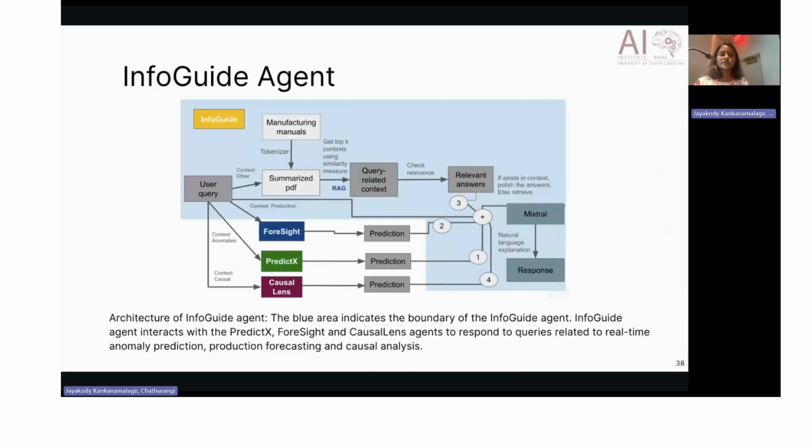And then when a user asks a question, if it needs to get the information from this summarized PDF database, then we use the retrieval augmented generation approach, and then we follow some similarity measuring techniques to check the relevance of the particular answer and the question. And then if the answer is in this context, then we polish the answer using a mixture language model, and then we give the response to the user.